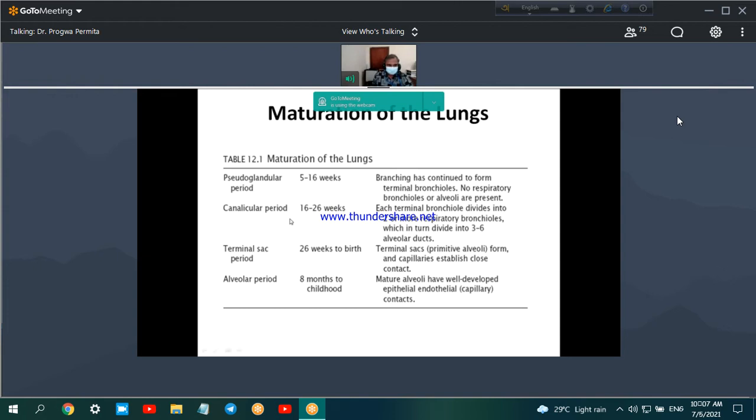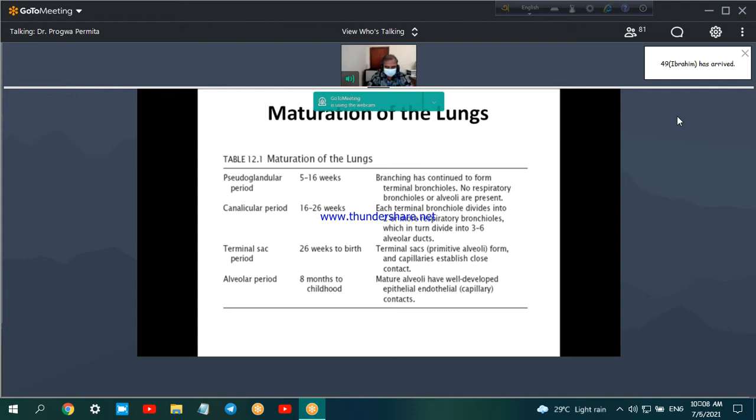Then the canalicular period, which persists from 16 to 26 weeks of embryonic life. Each terminal bronchiole divides into 2 or more respiratory bronchioles, which in turn divide into 3 to 6 alveolar ducts. Then the terminal sac period, from 26 weeks up to birth. Here, the terminal sacs of primitive alveoli are formed and capillaries establish close contact.